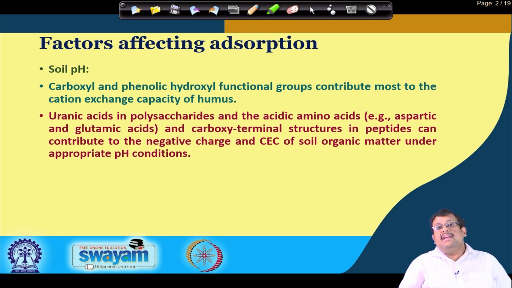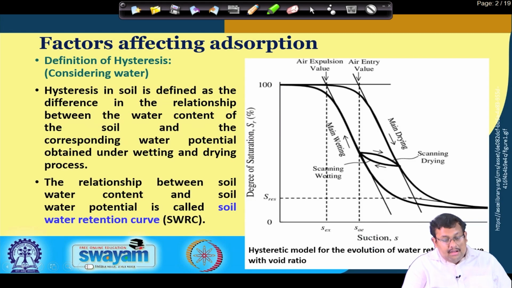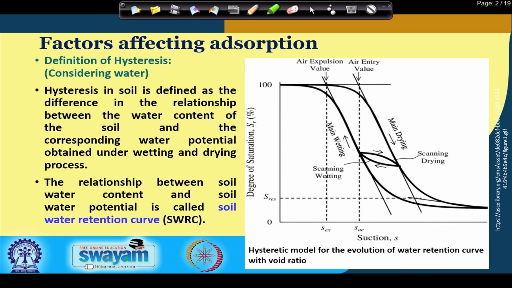So, as a whole they show a huge amount of negative charge and consequently cation exchange capacity. Now, another important factor is the hysteresis factor. Let us first define what hysteresis is, considering the soil water content. This graph basically shows the soil water retention curve.